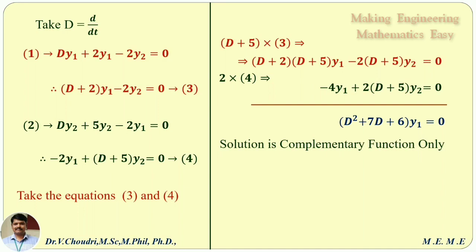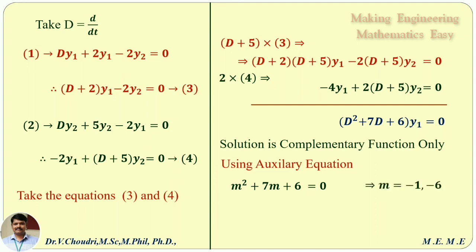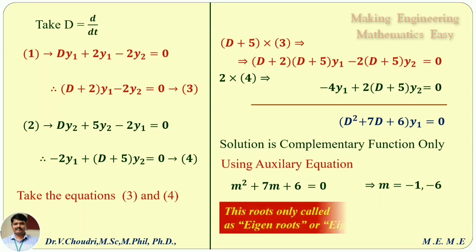Clearly, the solution is the complementary function only. Using the auxiliary equation, m square plus 7m plus 6 equal to 0, by replacing D with m. Now solve this auxiliary equation, and you get m equal to minus 1, minus 6. These roots are called eigen roots or eigenvalues, as we will see later.